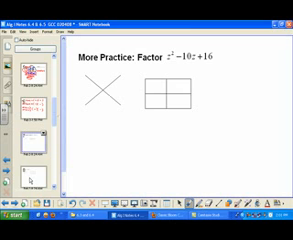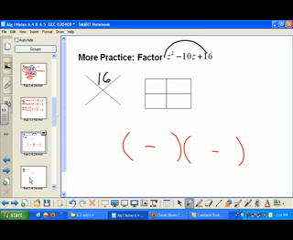So, more practice. Like this one, notice it has a negative in the middle, has a positive at the end. I know at the end, my two binomials should look like that. Because I know if it has a positive at the end and a minus in the middle, both binomials will be subtraction. So I look at this and I say 1 times 16 is positive 16.